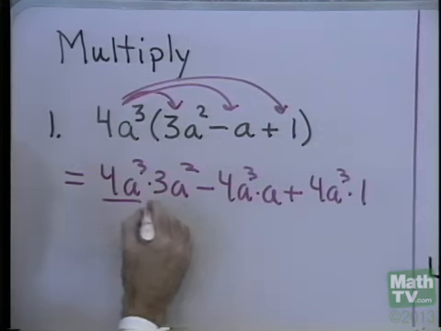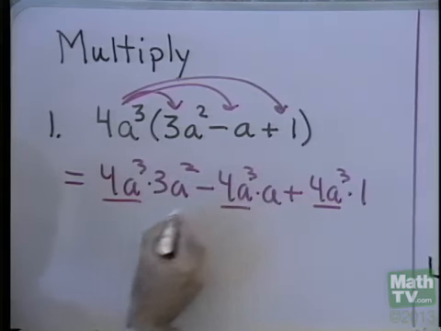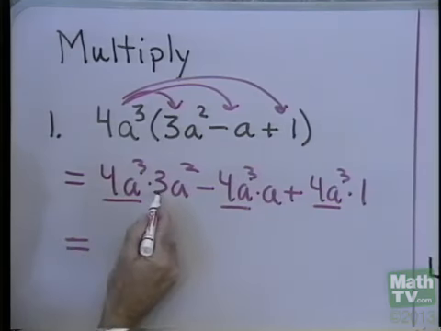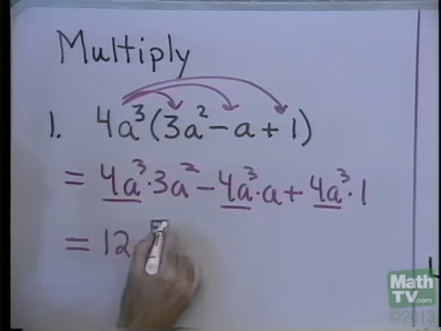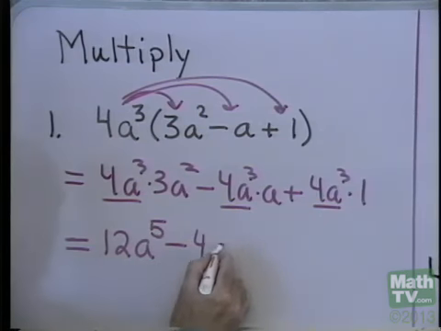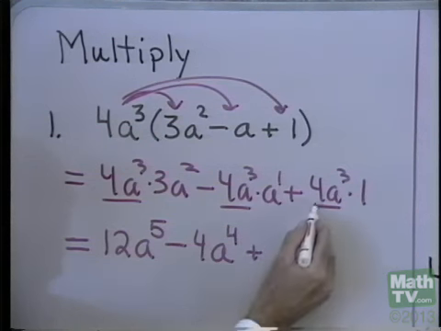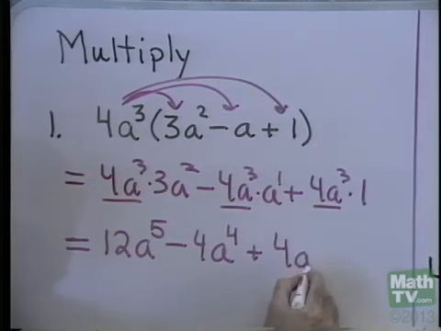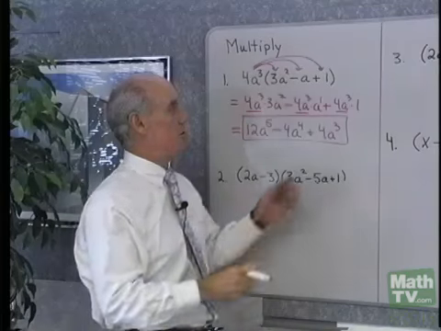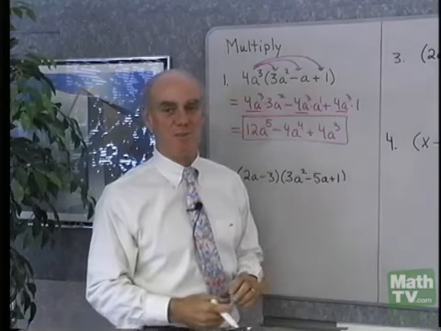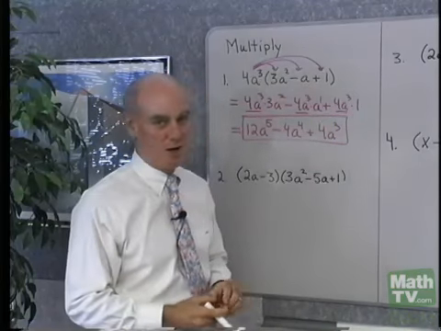So you can see by the distributive property, I've distributed that 4a cubed across this sum and difference here to each term. Now multiplying here, I have 4 times 3 is 12. A to the, I add exponents. 3 plus 2 is 5. Minus 4. A to the 3 plus 1 is 4. Plus 4a cubed times 1, which is 4a cubed. So there's my product. 4a cubed times this trinomial right here, and it was simply a matter of applying the distributive property. Let's look at the product of a binomial with a trinomial.